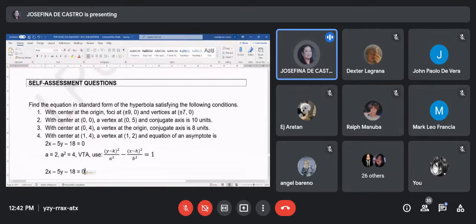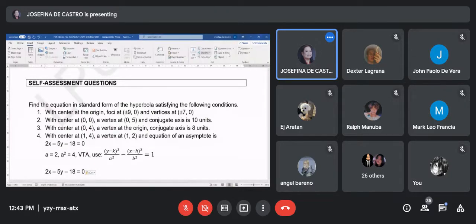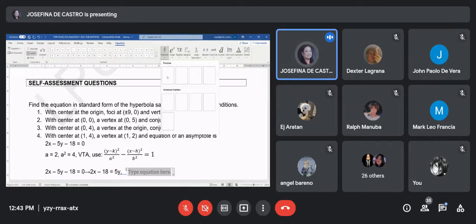So, solve ko siya in terms of y. So, negative dito ang y. So, siya yung ililipat ko. 2x minus 18 is equal to 5y. Okay? Divide each term by 5. So, magiging 2 over 5x.